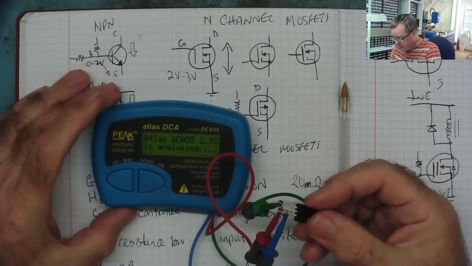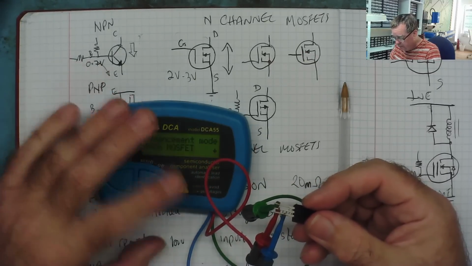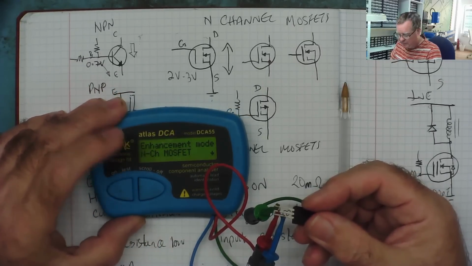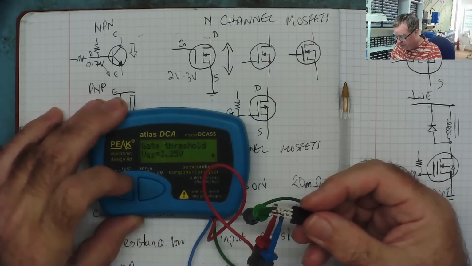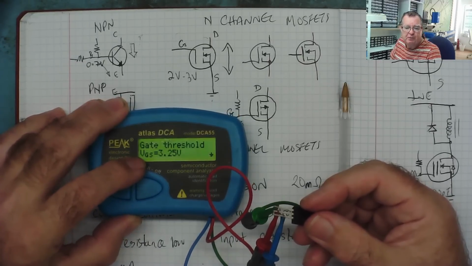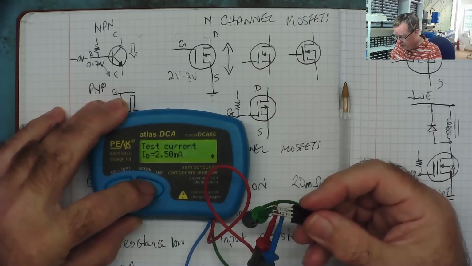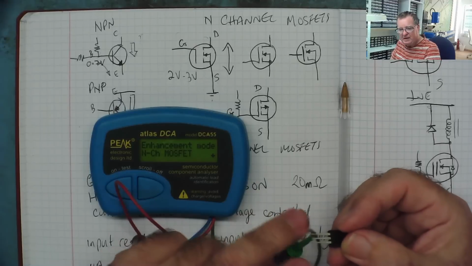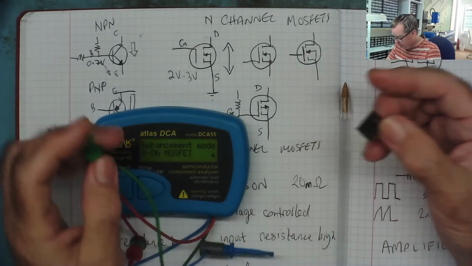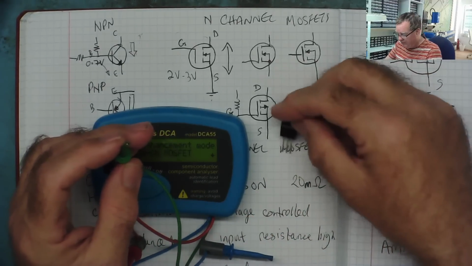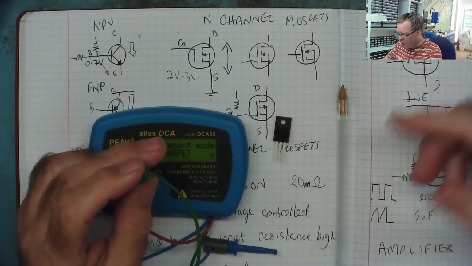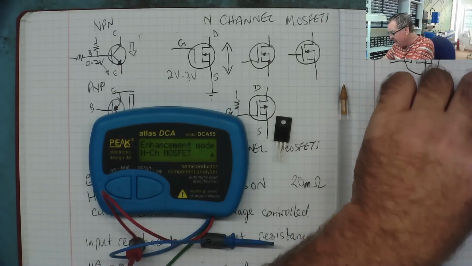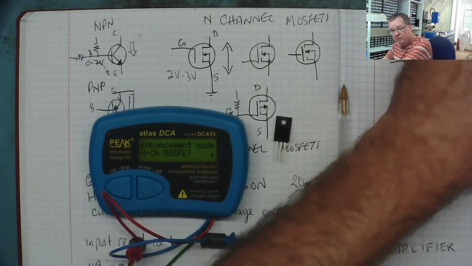What's it going to tell us? Enhancement mode, N-channel MOSFET. And we'll come to enhancement in a moment. It's telling us which pin is which. The gate threshold, so this is the voltage at which it turns on. The test current. And that's basically giving us those parameters. It's not telling us the RDS on. It's not telling us the capacitance of the gate. There are analyzers that will, and that becomes more important when you're trying to match transistors in amplifiers. I don't at the moment have a tester that will do that, although maybe we could build something.